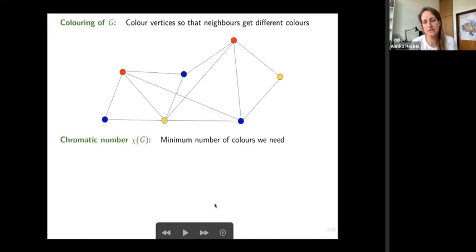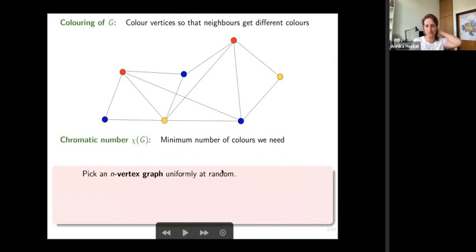Now, as for any kind of basic graph parameter, we can ask ourselves, what happens if we choose the underlying graph randomly? Suppose we pick an n-vertex graph uniformly at random from the set of all possible graphs on n vertices, and we work out the chromatic number. Okay, so we've got this result. And now we repeat the experiment, so we pick another n-vertex graph uniformly at random.